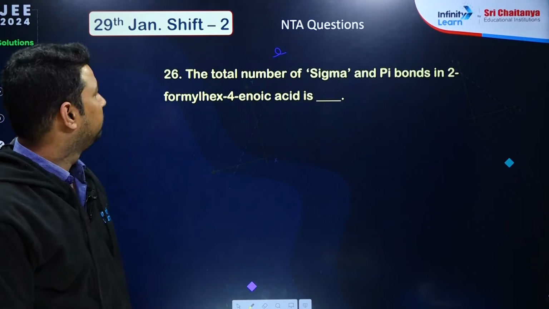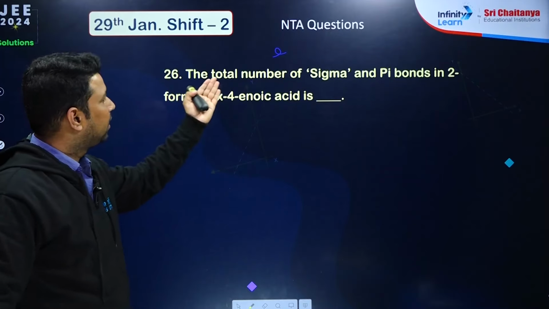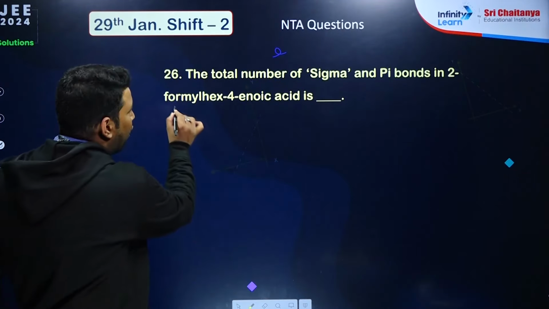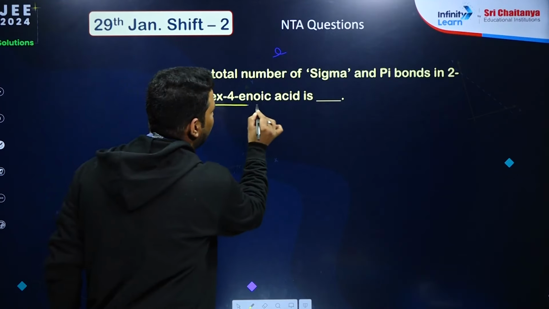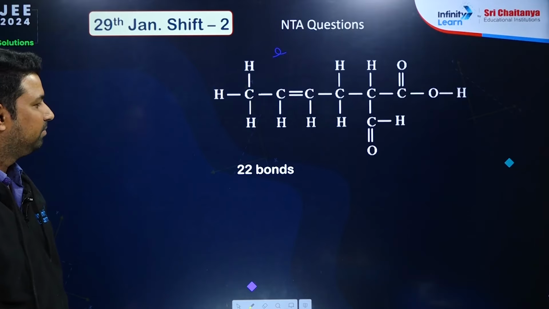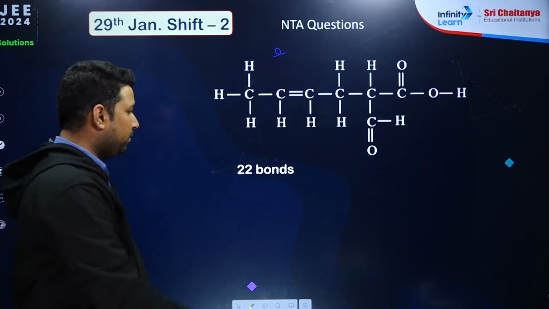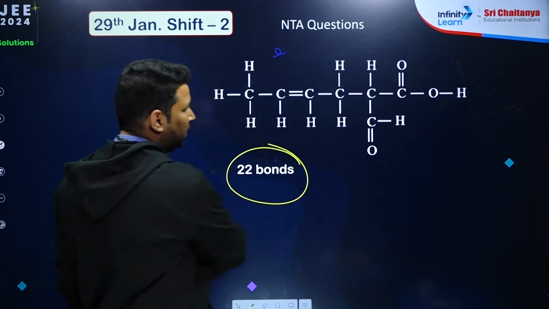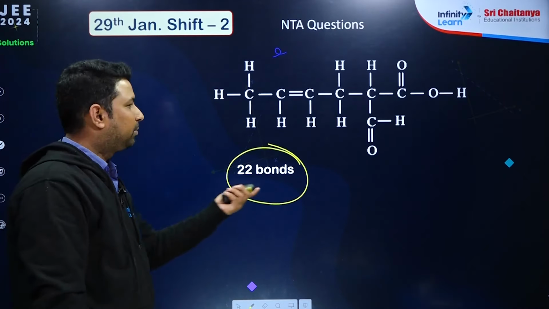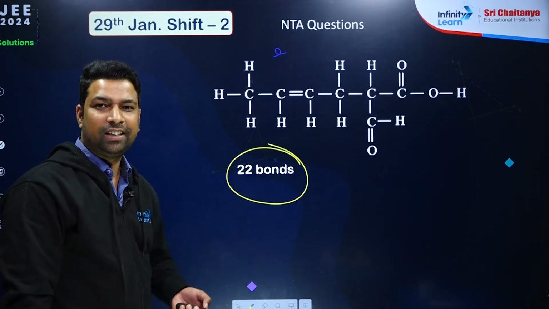Come to question number 26. The total number of sigma and pi bonds in 2,4-dimethylhex-4-enoic acid. This is the structure, and if you count, there will be 22 bonds. So it was a too easy question. No need to explain further. So that was your answer.